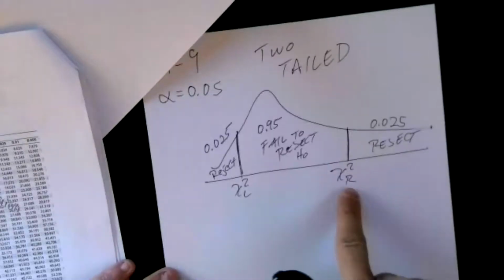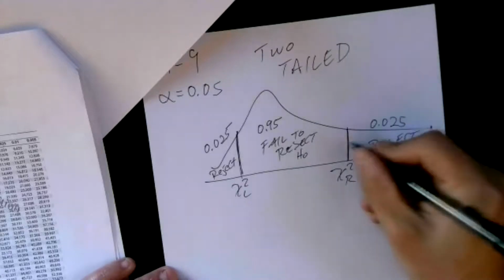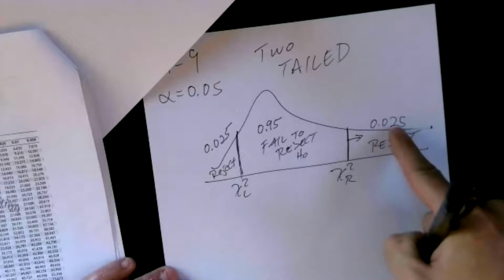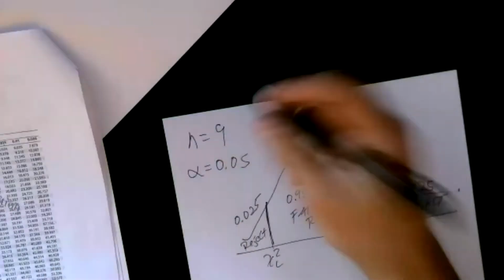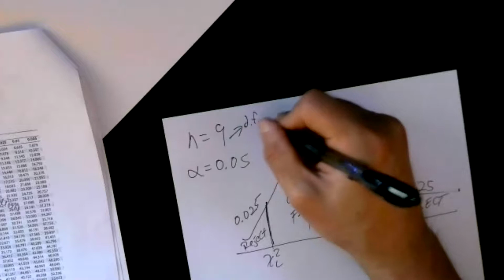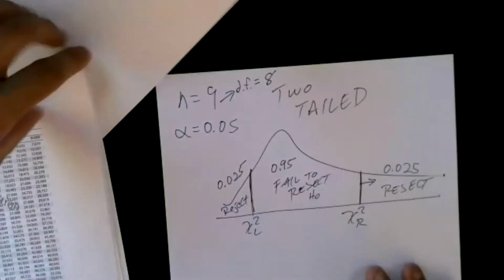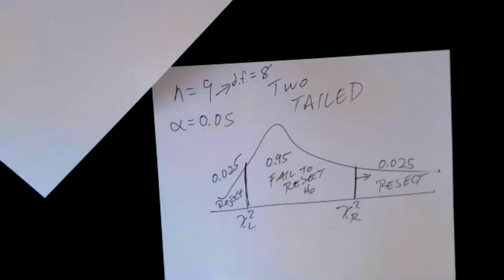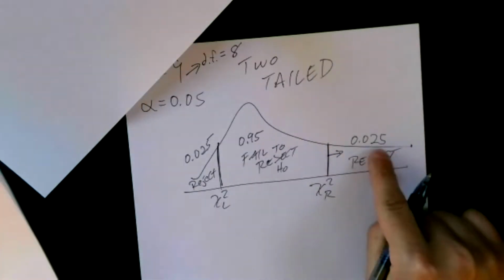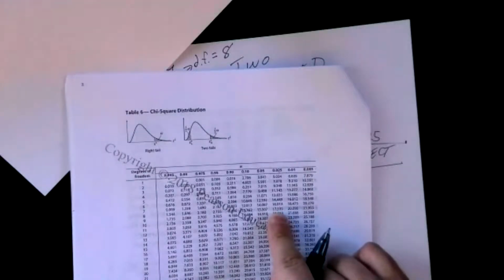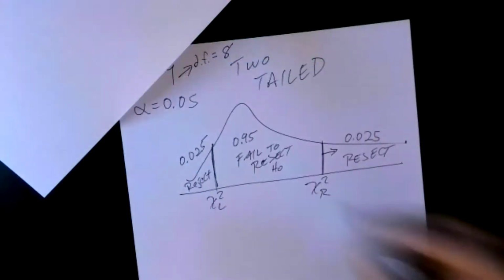Let's start with chi-squared right. The area to the right of chi-squared right is 0.025. N is 9, therefore degrees of freedom are 8. So if we go to the table, we go to the 0.025 column, go down to degrees of freedom of 8, 17.535.